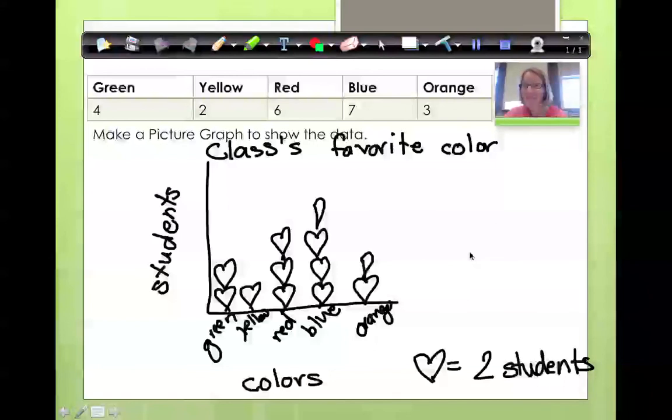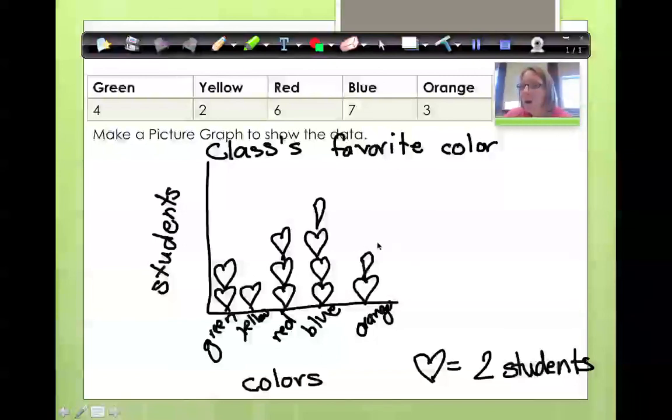Isn't that fun? Well, the nice thing about changing the number of things that the picture stands for means that you don't have to draw as many hearts. Wasn't that handy? We drew hardly any. Before I had to draw 7. Well, this one I only had to do 3.5. I had to draw half as many hearts. That was so much easier and a lot quicker.